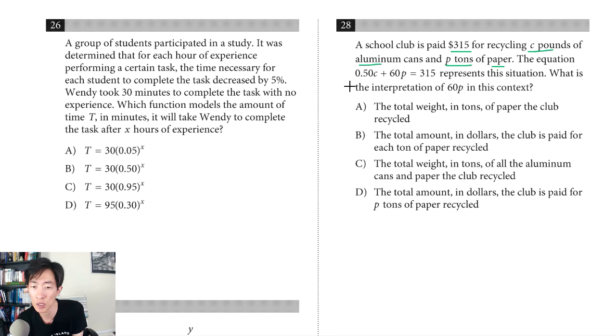Question 28, a school club is paid $315 for recycling C pounds of aluminum cans and P tons of paper. The equation represents the situation. What is the interpretation of 60p in this context? So it pays to know what it is before you actually look at the answer choices.